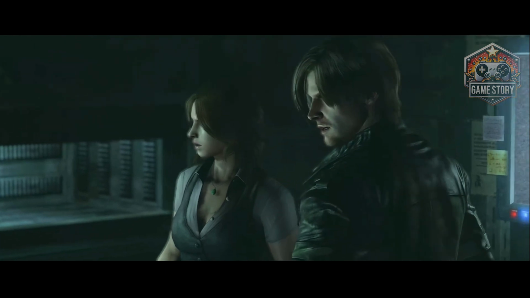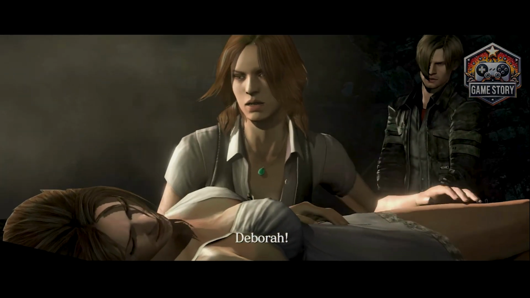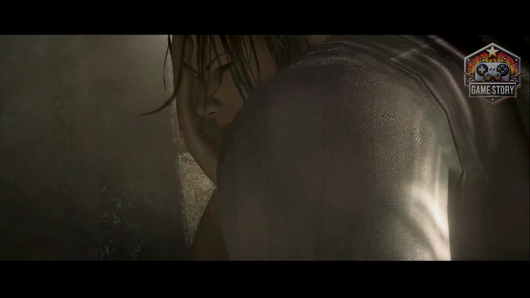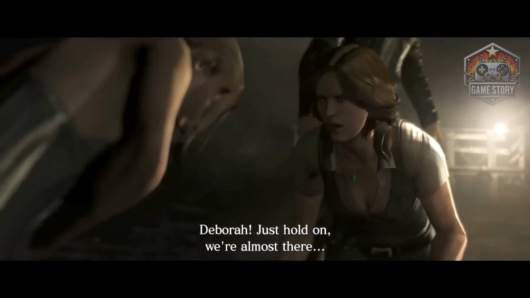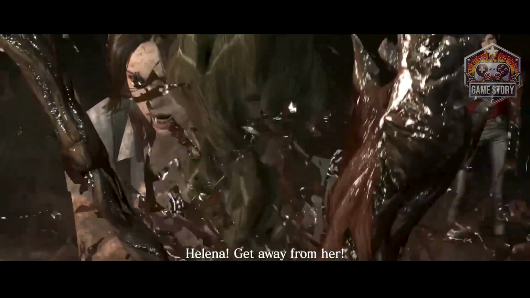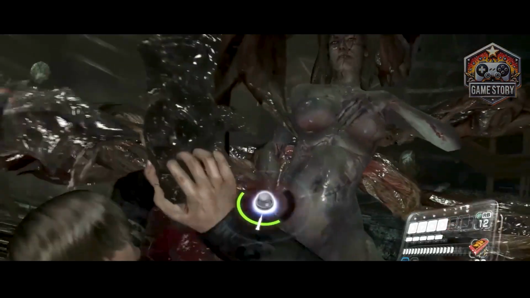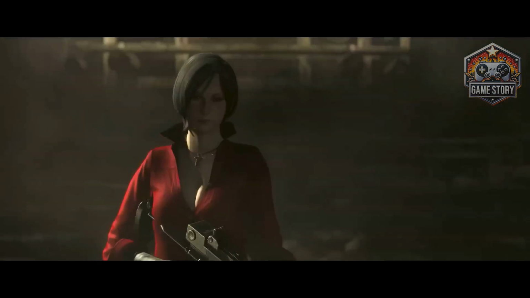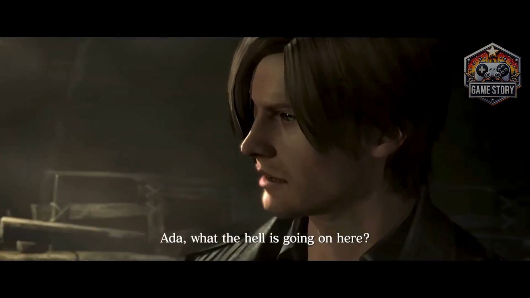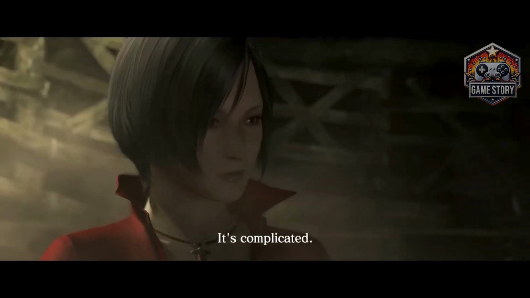But Helena's promised truth lies even deeper. In the catacombs below, they find her sister, Deborah. Their reunion is short-lived. Deborah begins to convulse in agony, forming a cocoon and soon transforming into a grotesque BOW. As the creature attacks, Ada suddenly intervenes, saving the pair. Her presence unsettles Leon, who remembers the footage of her bizarre rebirth and begins to question her true identity.